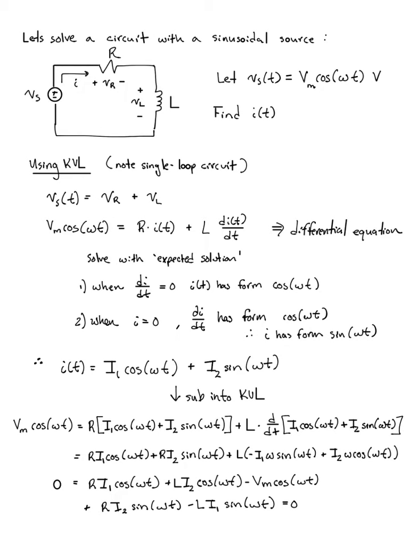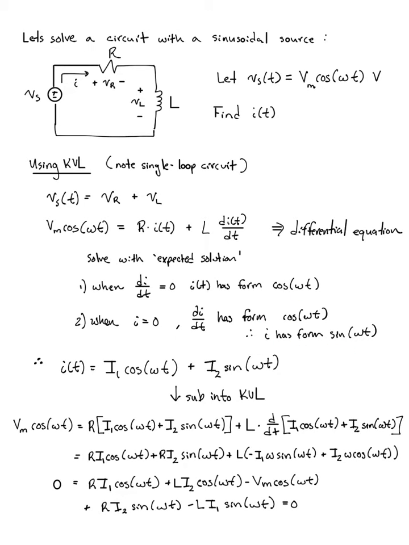My expected solution is going to take the form of the summation of a cosine and a sine. And the way I get to that is firstly by looking at what happens to this solution when the di over dt term equals 0, which it will at some point. And if that term goes to 0, I see that I is going to look like some kind of cosine. But also when the term with the I as a function of time goes to 0, di dt is going to look like a cosine. Therefore, I is going to have the form of sine.